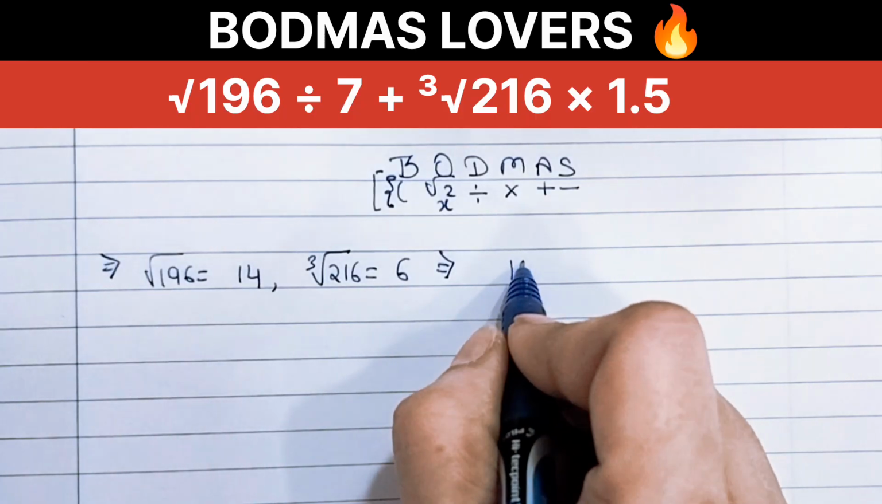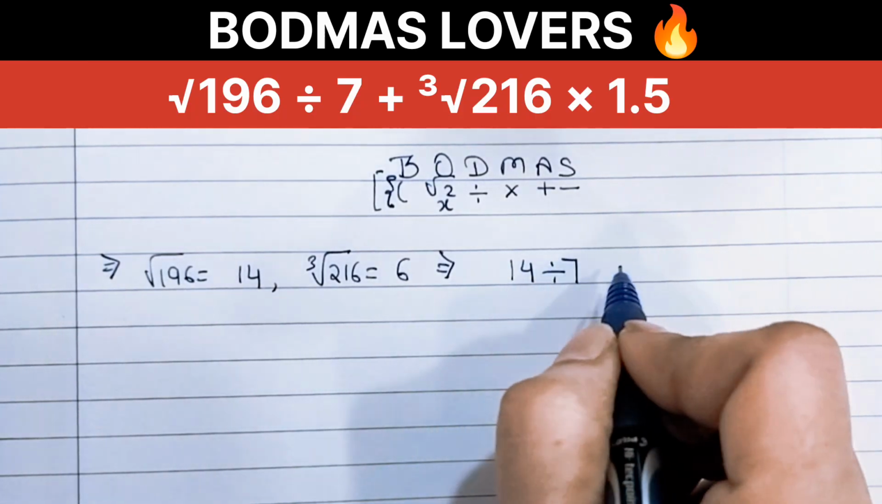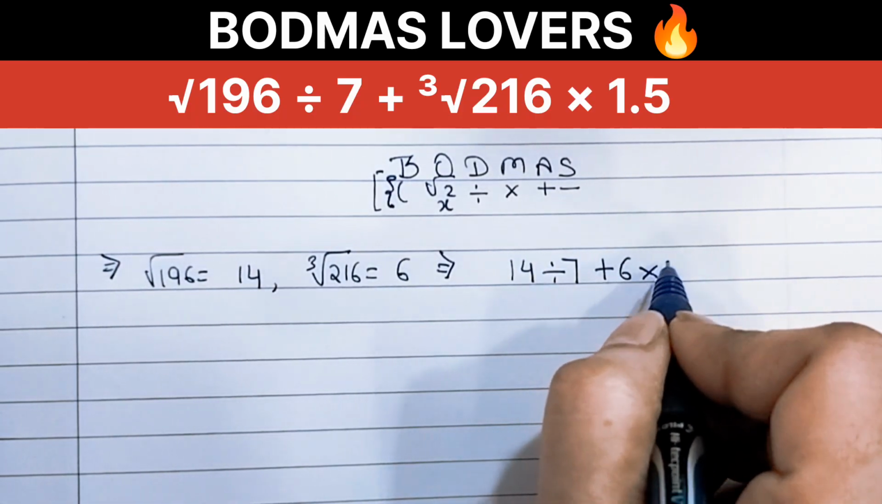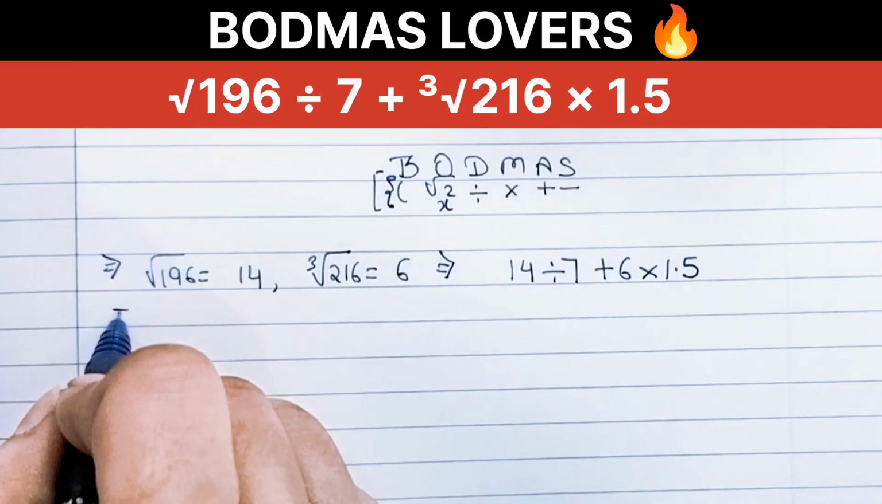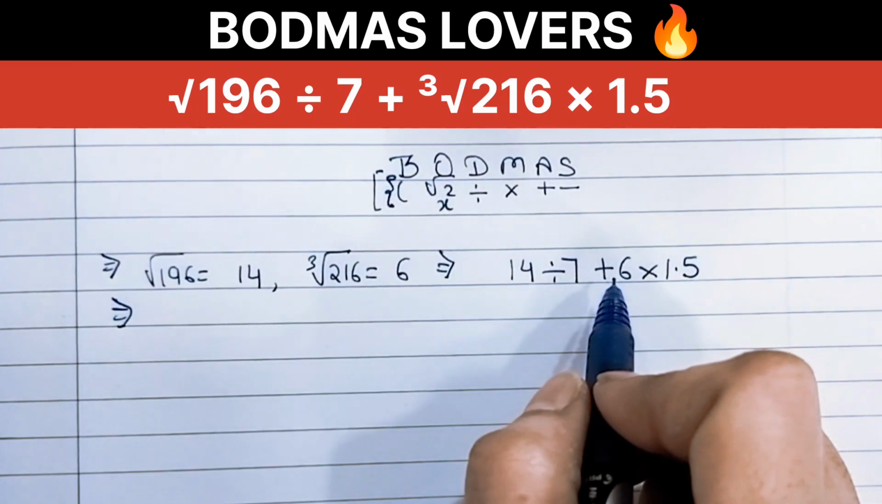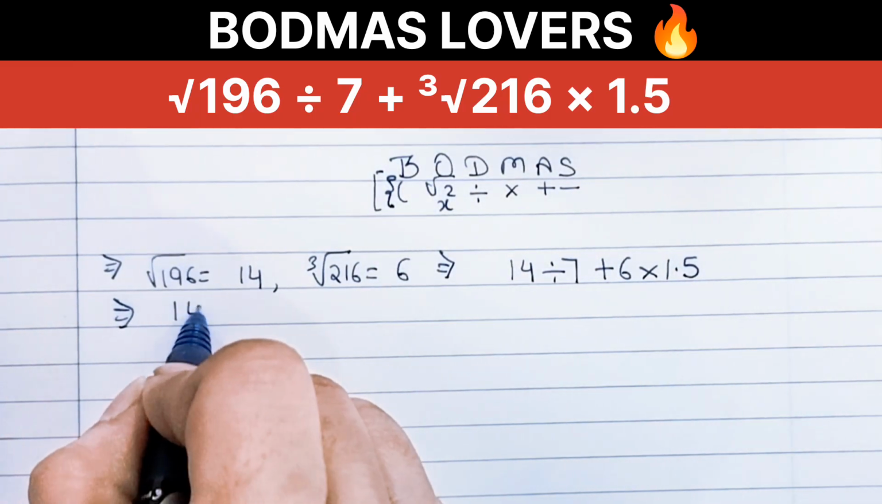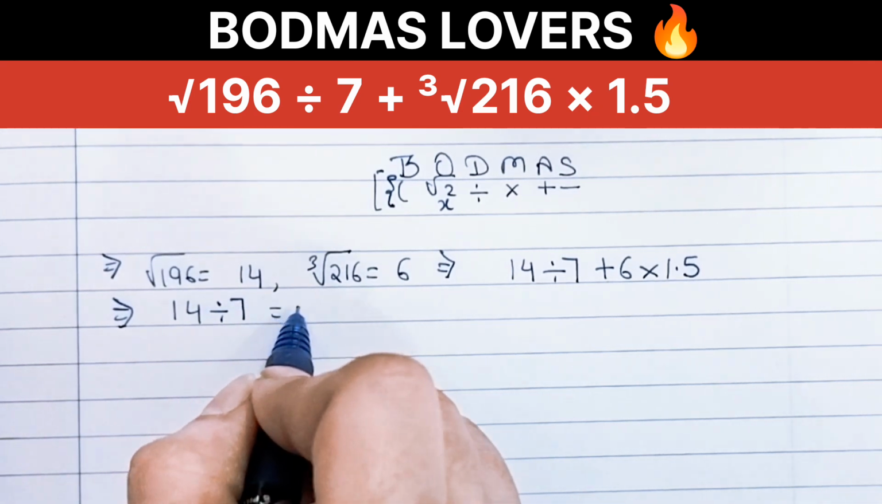And now the current expression becomes 14 divided by 7 plus 6 multiplied by 1.5. Move to next step. Now perform division. Now divide the values. 14 divided by 7 will get 2.